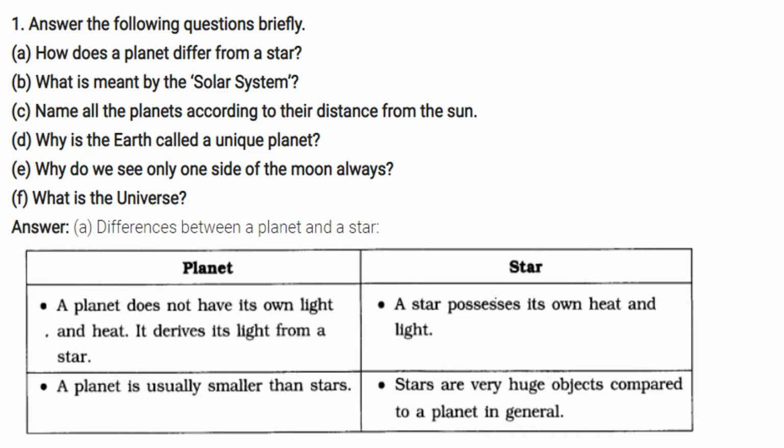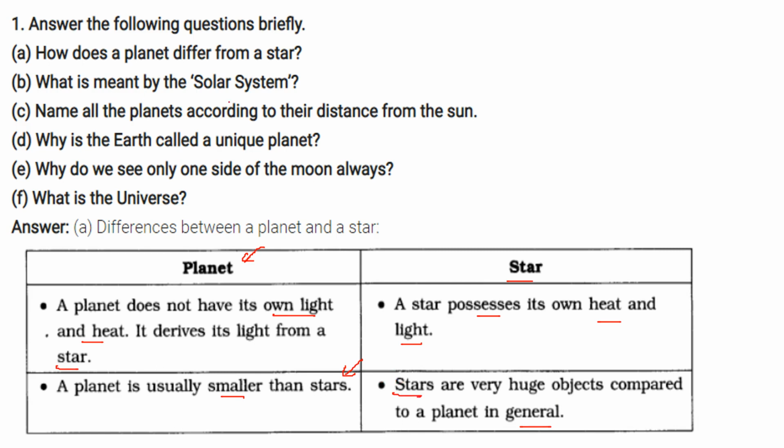So planet and star, they have certain differences. The planet does not have its own light or heat. So how does it derive it? It derives its light from a star. While a star has its own heat and light. The planet is usually smaller than the stars, and the stars are very huge objects compared to a planet, in general. Since they are very far away, that is why we see them small.